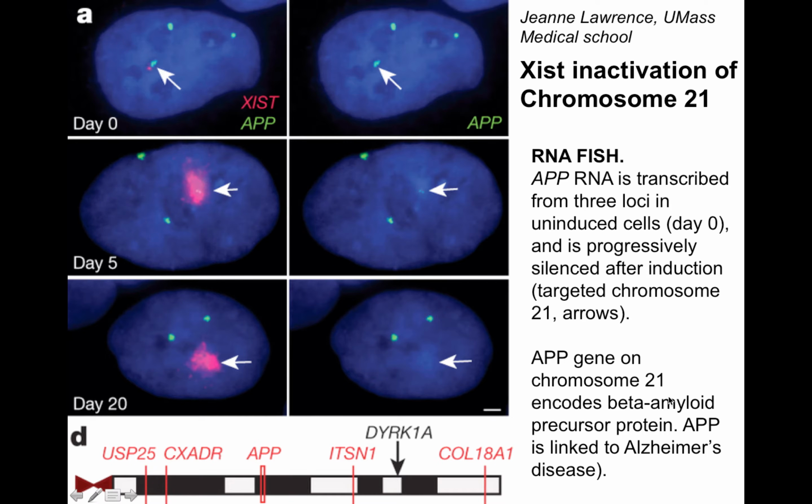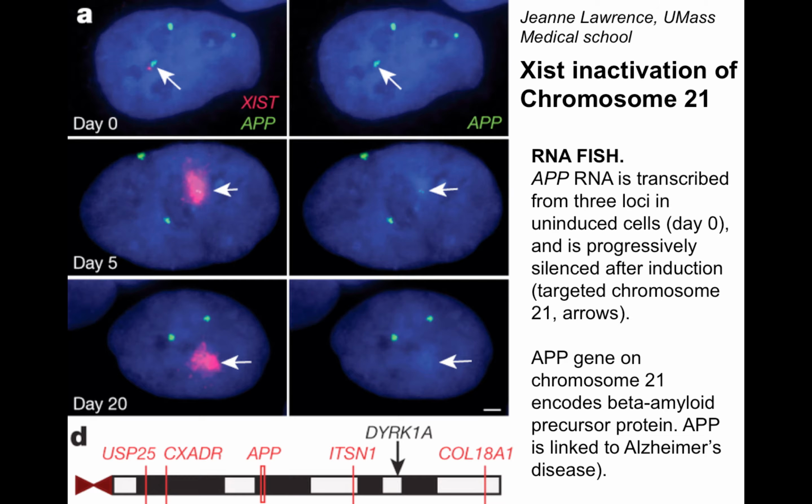This was a very interesting experiment done by Jeannie Lawrence at the University of Massachusetts Medical School just a couple of years ago. I have to set up a few facts for you. First of all, trisomies are a genetic condition that exists in humans and in other species where instead of having two copies of a chromosome in a nucleus, you have three copies in the genome.